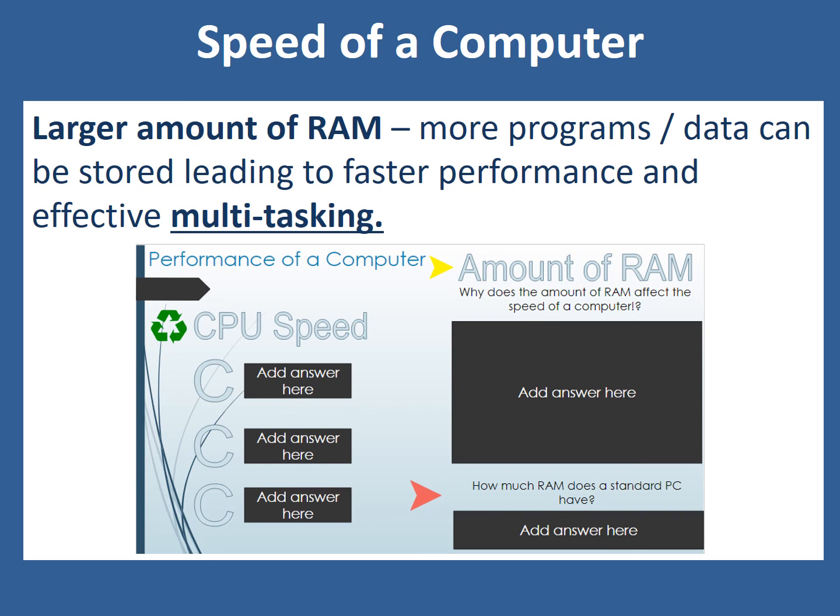Okay, so you should have come to a similar answer to the following. The more RAM we have, the more programs that we can have open and be working on concurrently. This allows for faster programming.